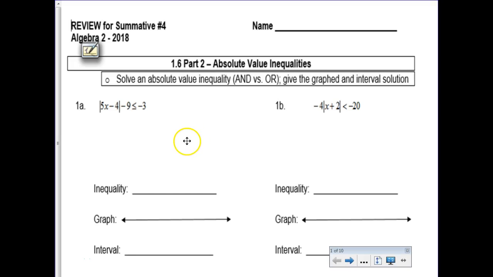All right, so we're reviewing for summative number 4, and I'm thinking everything on the summative has a new score coming your way. I'm pretty sure everything has a new score. So, no repeaters. Let's go ahead and solve.